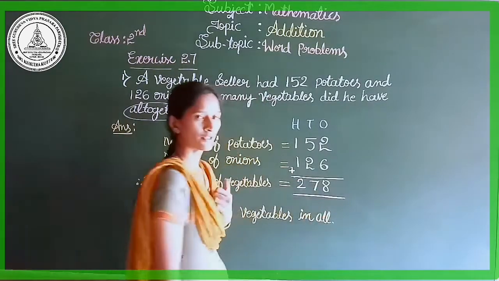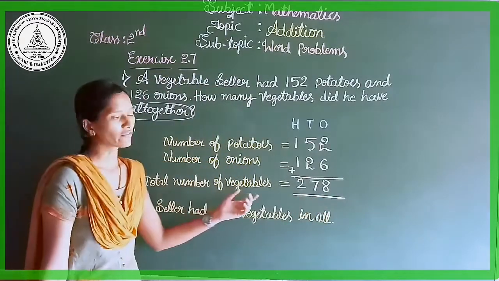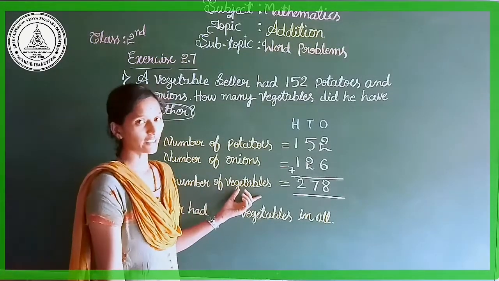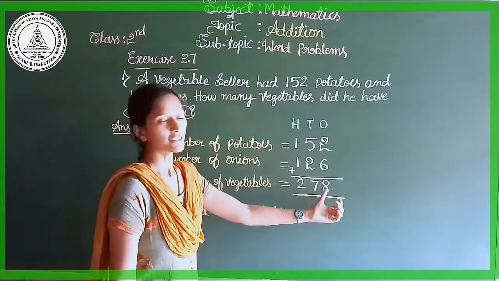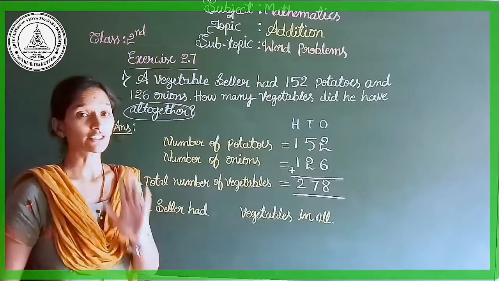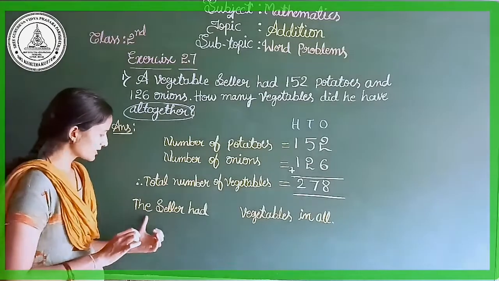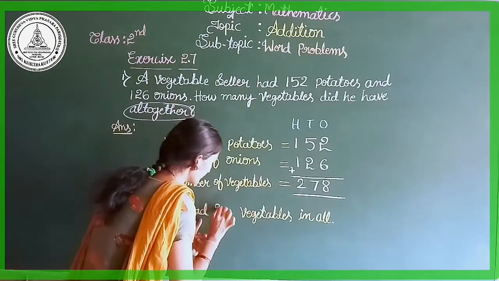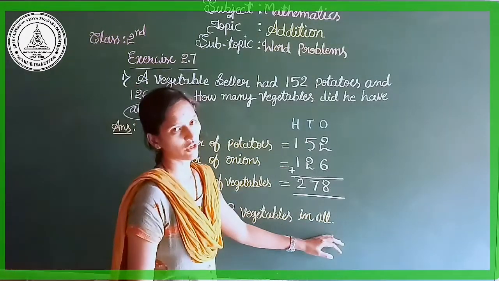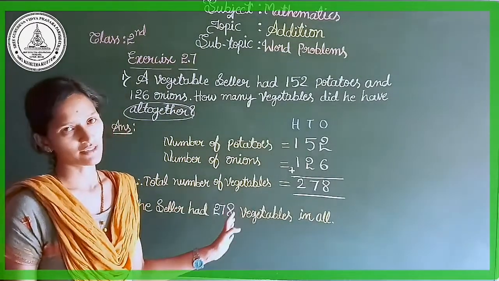So what is our sum? 278. What is it? The total number of vegetables. So the total number of vegetables, both onions and potatoes, is 278. So what is our next step? Write down the conclusion statement. This is a very important statement. See here, the seller had how many vegetables? 278 vegetables in all. The vegetable seller had 278 vegetables.